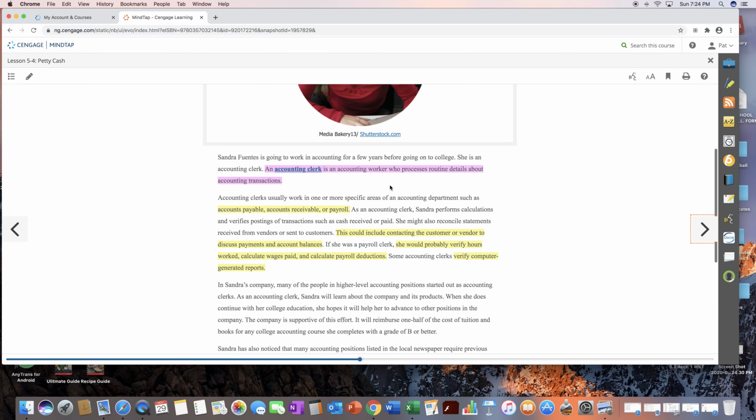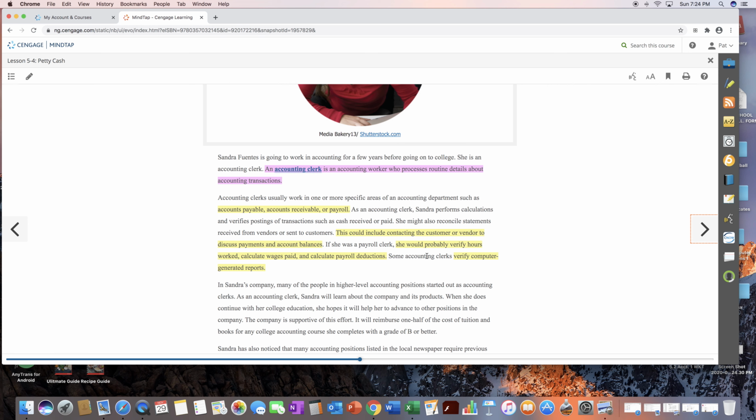Here they do talk about an accounting clerk and some of these things based from the petty cash fund. An accounting clerk is just a worker who processes routine details about accounting transactions. They might be somebody who's in charge of all the bills, accounts payable, or somebody in charge of all the accounts receivable or payroll. Deb Boston was our payroll person forever at Urbandale, in charge of all your checks, all your taxes, all those things. Very important role in the business.